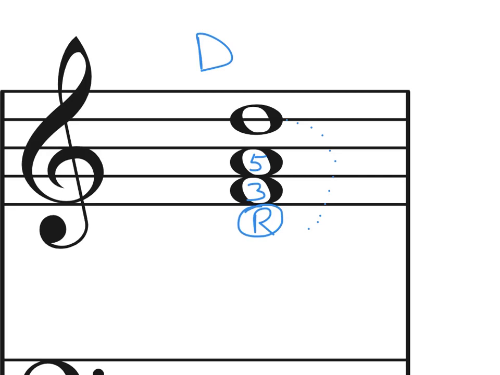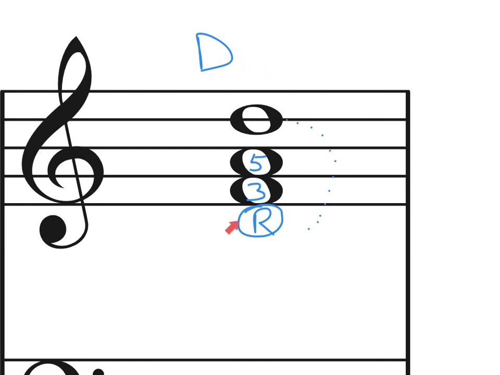I have to look at my intervals, right? Do I have a perfect fifth interval between the root and the fifth? D to A, what kind of interval is this? D to F, is this a major third or a minor third? This is what's going to determine whether I just leave it as a D or whether I need to put an M to indicate minor.